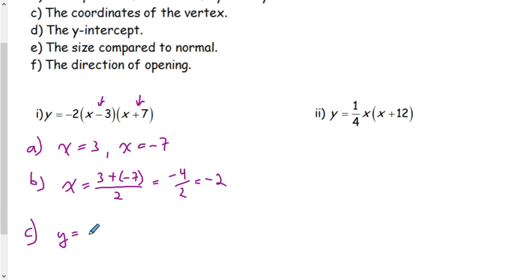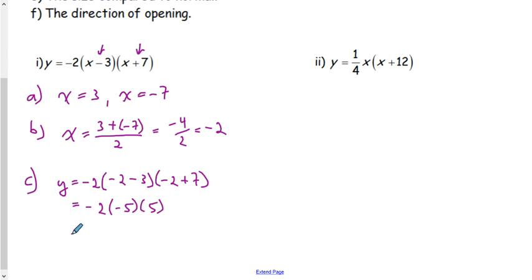So we're going to say y equals negative 2, and everywhere there was an x, I'm going to put in a negative 2 in its place. What does this work out to? We've got negative 5 in this bracket, and we have 5 in this bracket. So negative 2 times negative 5 times 5, that's positive 50. So our vertex is at negative 2, 50. Those are the coordinates of our vertex.